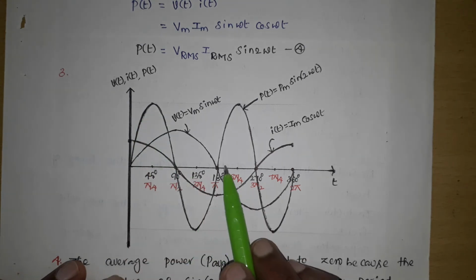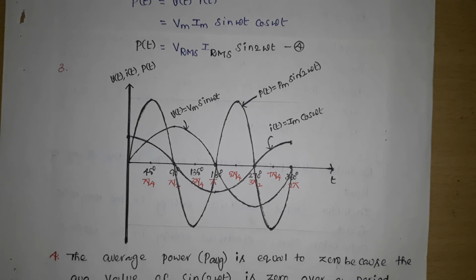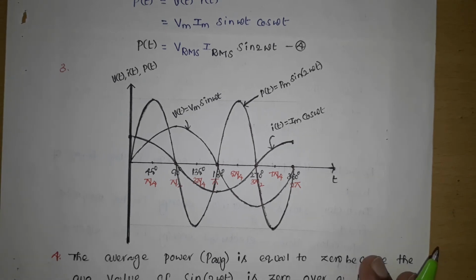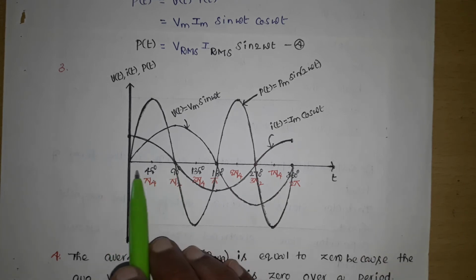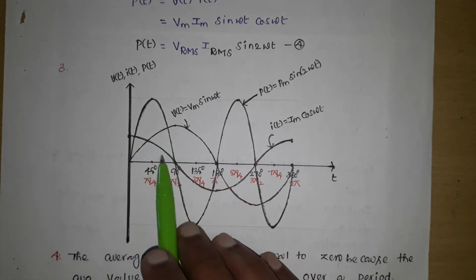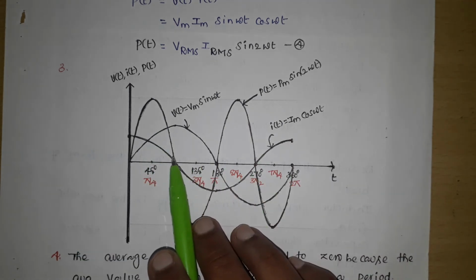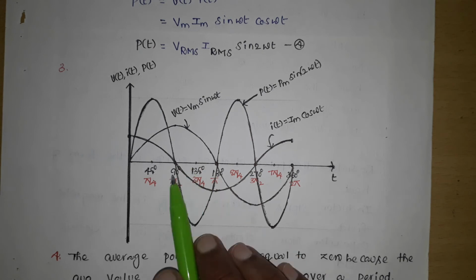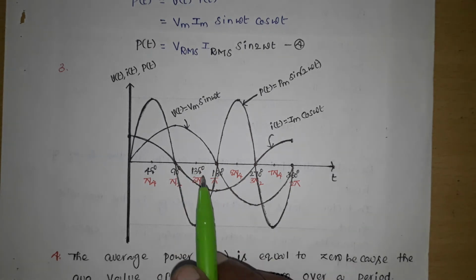So this is one cycle and this is one cycle. So here voltage or current completes one cycle, power waveform is completing two cycles. So the frequency of the power waveform is 2 times the frequency of the voltage waveform or current waveform. During this positive half cycle, the capacitor is taking power from the source, and during this negative half cycle, whatever power was taken by the capacitor is given back to the source again.